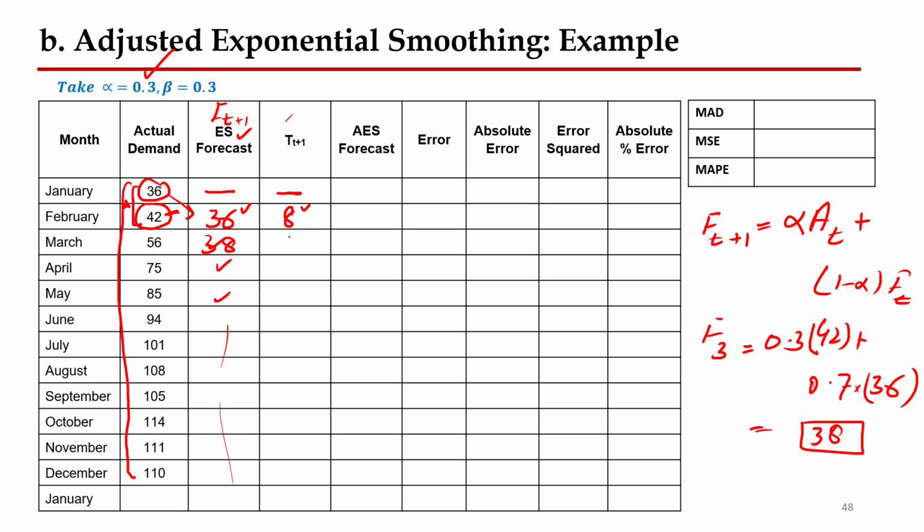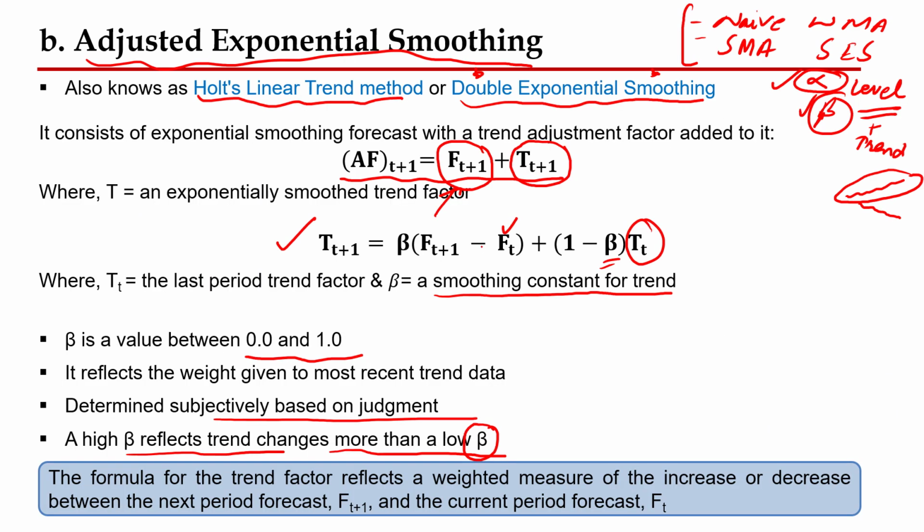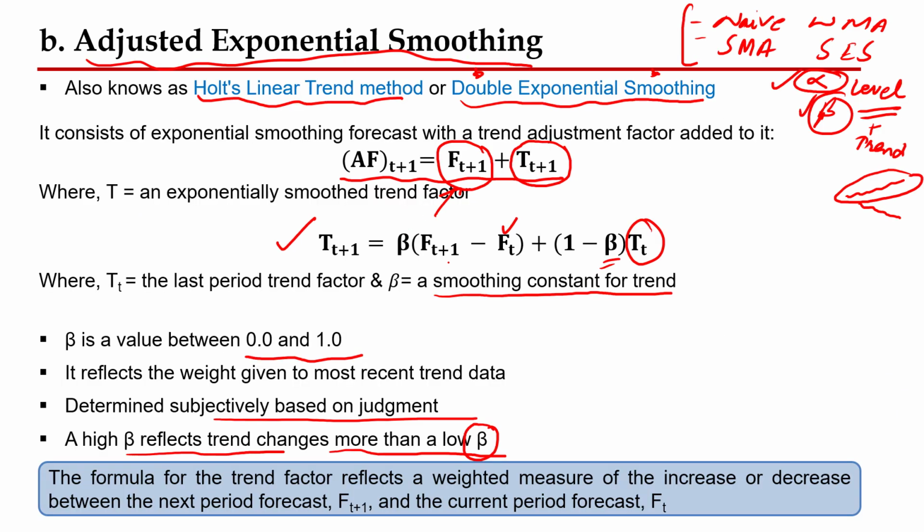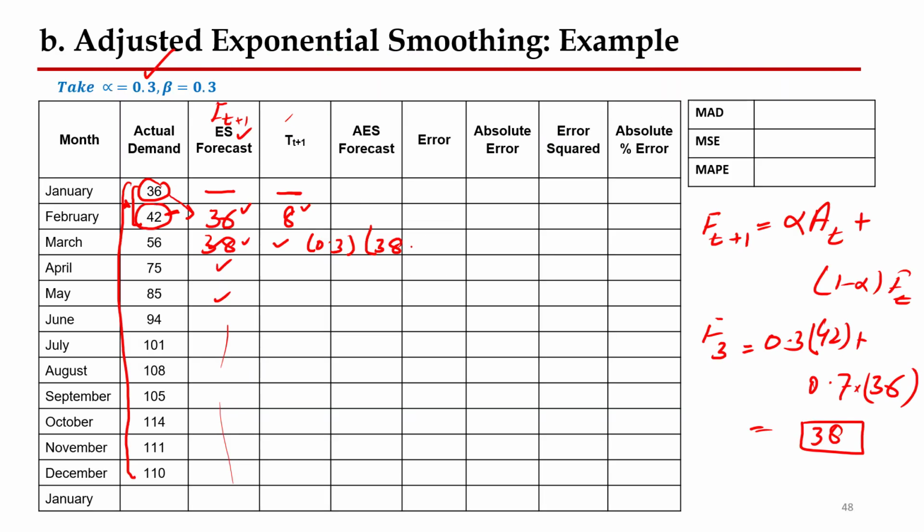Now, in order to calculate the trend, what's the formula for the trend? That is beta. To find the trend component for the month of March, the beta value is equal to 0.3. The formula is beta times F(t+1), this time period's forecast, which is March, 38, minus the last month's forecast, which was 36. So this is this month's forecast, and this is the last month's forecast.